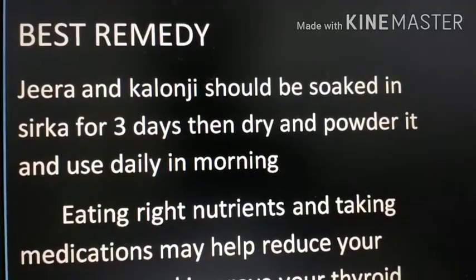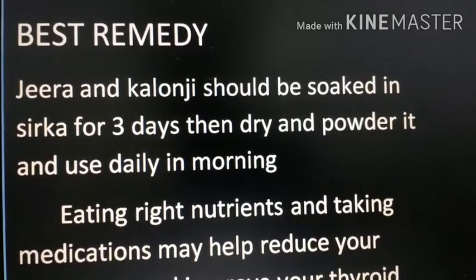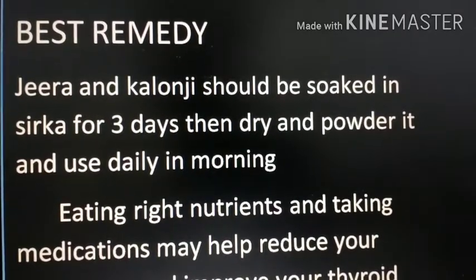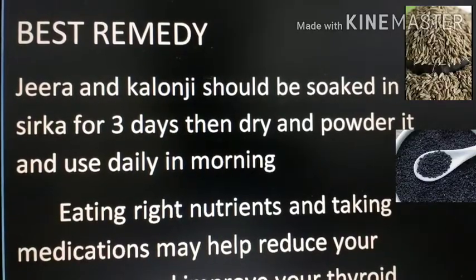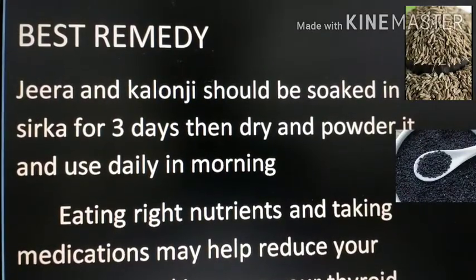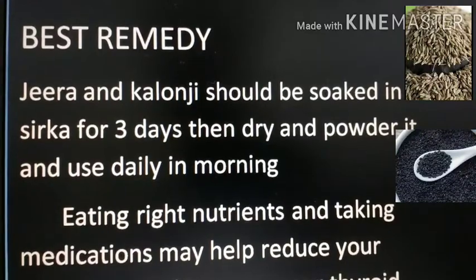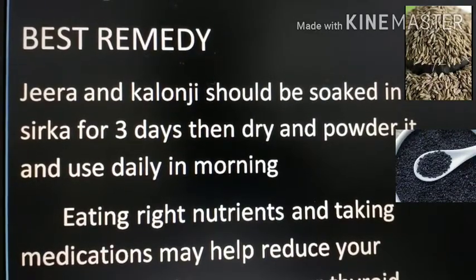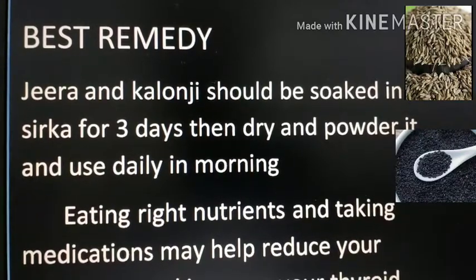This is the best remedy for the person who is suffering from hypothyroidism, because it is easy to prepare as it contains only 2 ingredients and the ingredients are also easily available. It includes zira, that is cumin seeds, and kalonji, that is nigella seeds. Both of these ingredients should be soaked in sirka, that is vinegar, for 3 days. Then take it out, dry it and powder it. This mixture has to be taken in the morning, half a spoon.